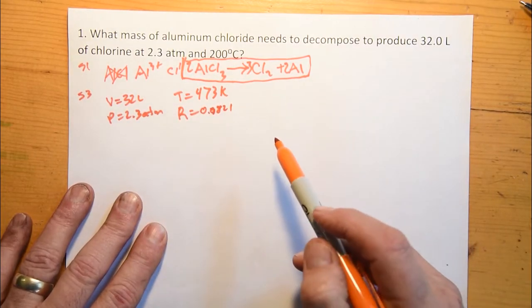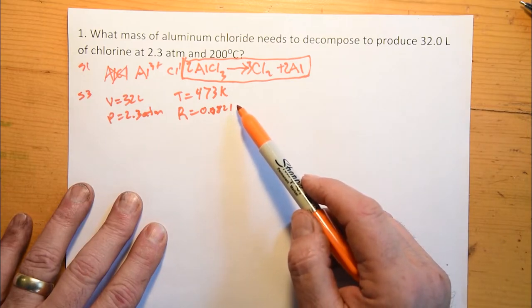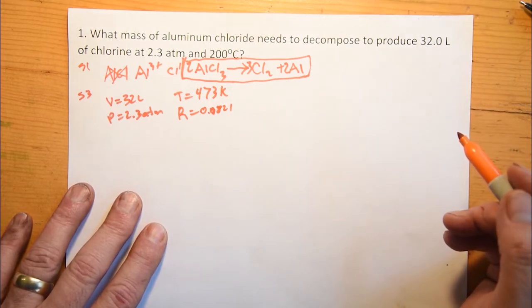You can put the units on there. It's kind of ugly though. I mean, it's what, atmosphere liters per mole Kelvin. I don't know. I'm not going to worry about that.